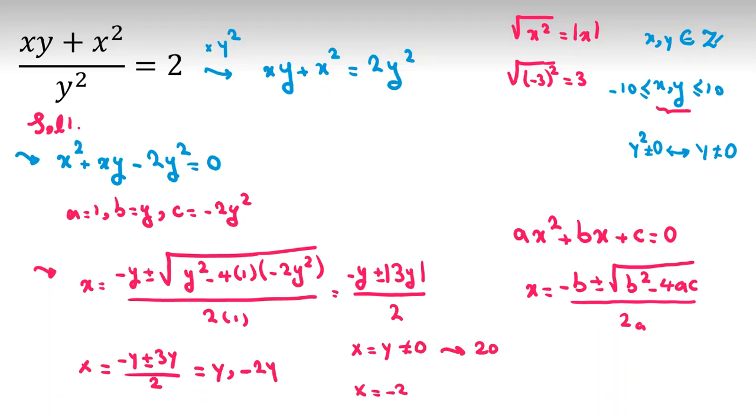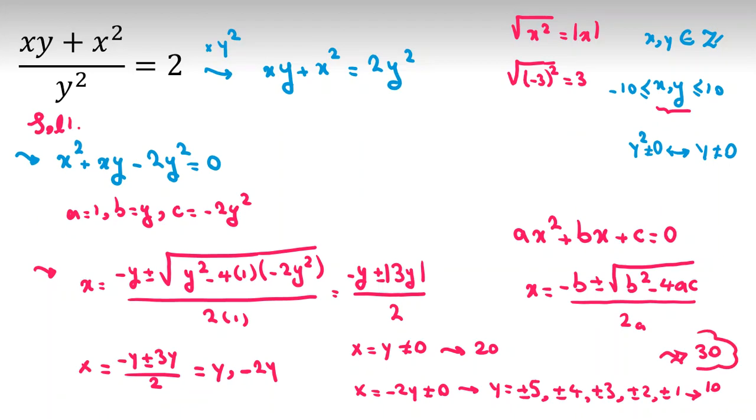x equal to negative 2y. The only case we should pay attention to is y not 0. Also, y cannot be greater than 5 in absolute value because then x will be less than negative 10. So y can be plus minus 5, plus minus 4, plus minus 3, plus minus 2, plus minus 1. All of them are good answers. That's 10 answers. 10 plus 20, we have 30 answers. Okay, it is solution number one.